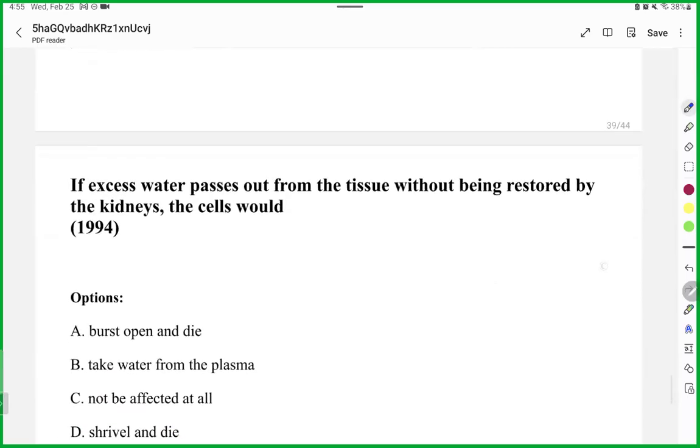If excess water passes out of the tissue without being restored by the kidney, the cell would shrivel and die. Wait 1 minute, I have to read it again. Yes.